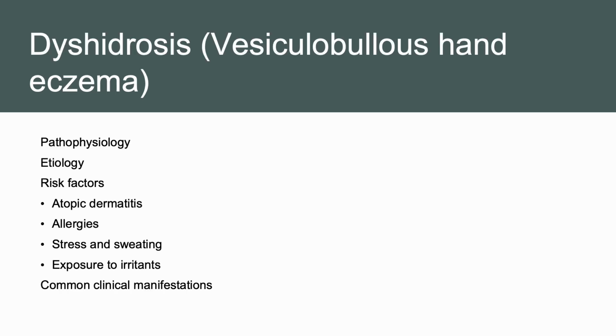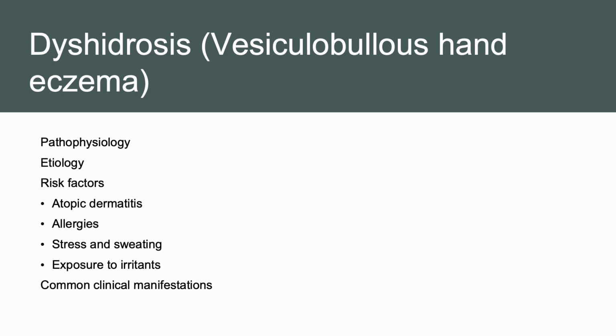Next, we'll talk about dyshidrosis or vesiculobullous hand eczema. The exact cause is unknown, but it may involve sweat gland dysfunction, hypersensitivity reactions, or stress. The etiology is multifactorial, including genetic predisposition, environmental triggers, and stress. Risk factors include atopic dermatitis, allergies, stress and sweating, and exposure to irritants.